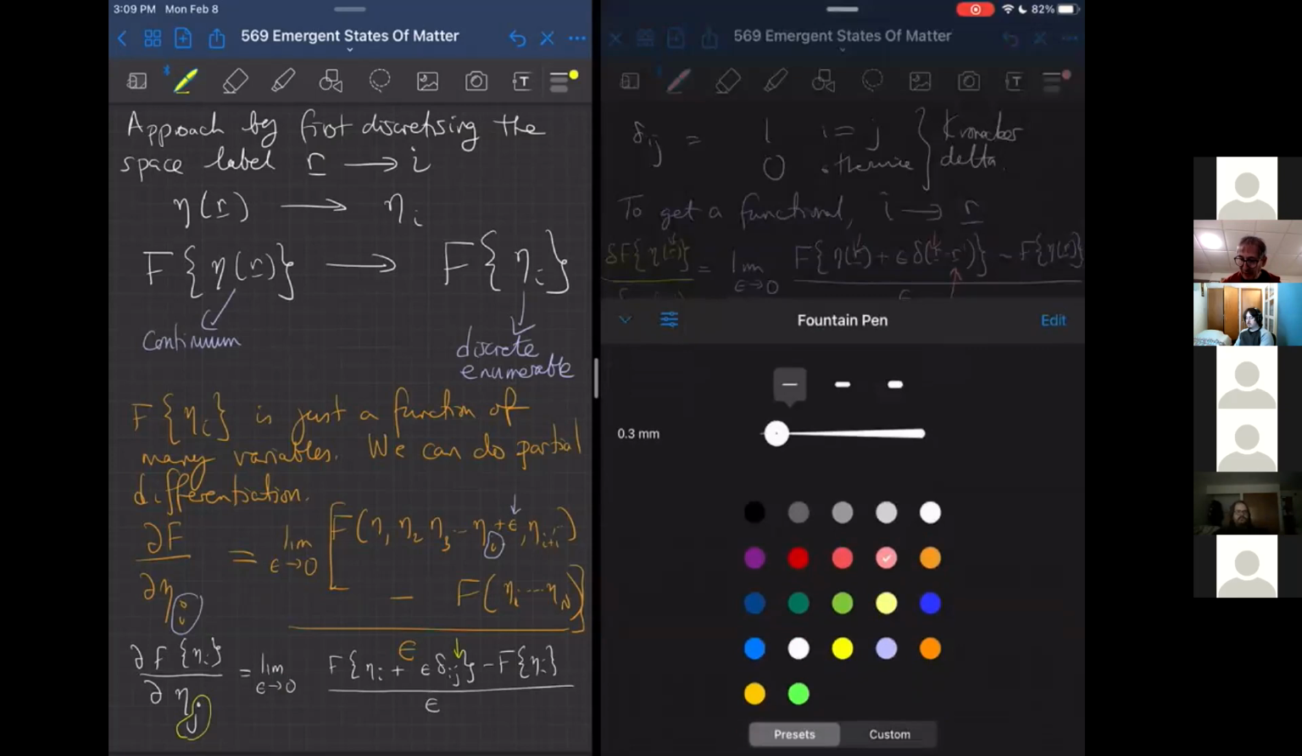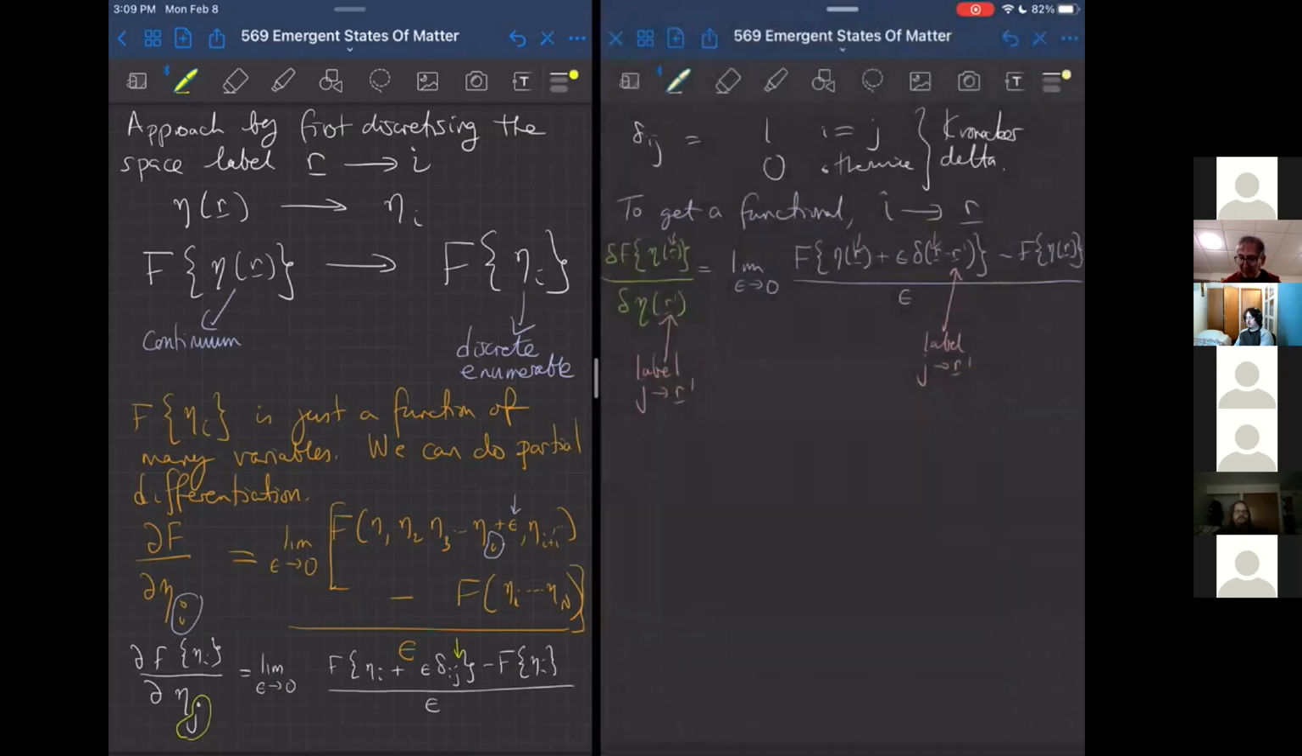Okay, so any questions about that definition before I give you some examples? Okay, so here's some examples. I want you to check them for yourself. Let's just get some practice with doing this.